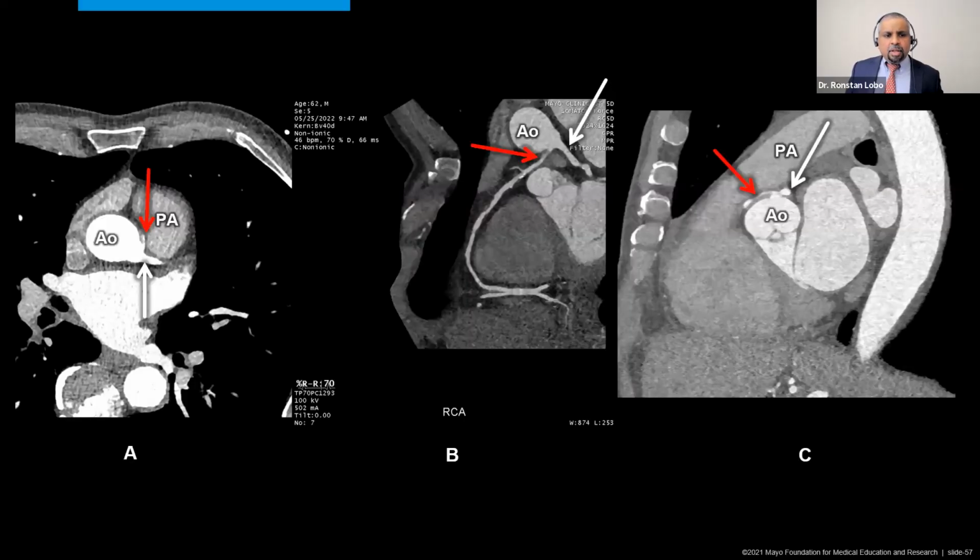CT images here. Panel A shows the axial slice with the aorta and pulmonary artery labeled. The white arrow shows the left main coronary artery coming off the left sinus, and the red arrow shows the anomalous right coronary artery coming off the left sinus. Panel B is a curved planar reformatted image showing the anomalous coronary artery coming off the left sinus. And you can see there's a significant stenosis at the proximal segment of the artery as I'm pointing with my mouse right here. Panel C shows a sagittal slice, and you can see with the red arrow the anomalous right coronary artery coming off the left side of the aorta and coursing between the aorta and pulmonary artery.